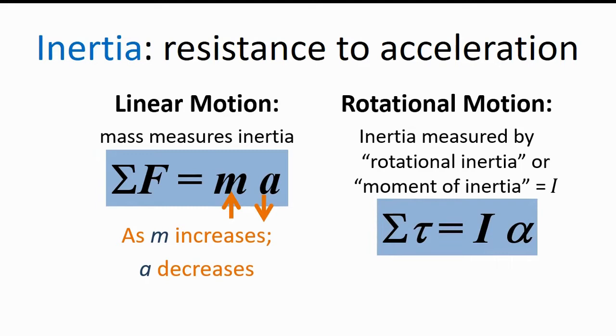Newton's law for rotational motion looks like this. Instead of talking about the net force, we now talk about the net torque. Remember, torque is just a force that can cause rotation. And instead of talking about linear acceleration, we talk about angular acceleration. In this case, we have a similar situation. As the inertia increases, the angular acceleration decreases.